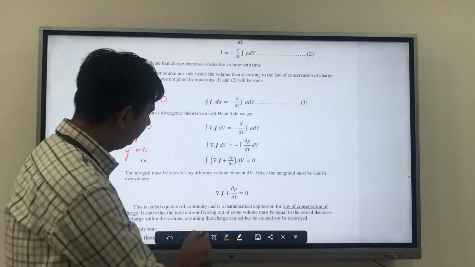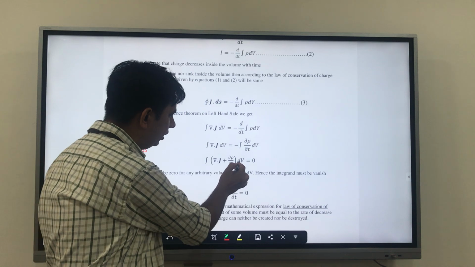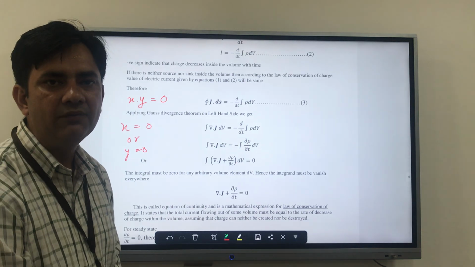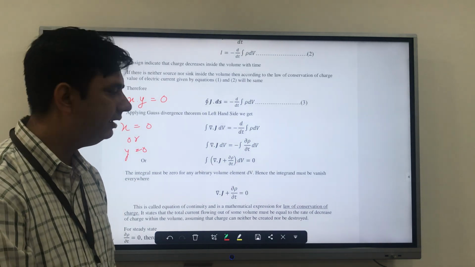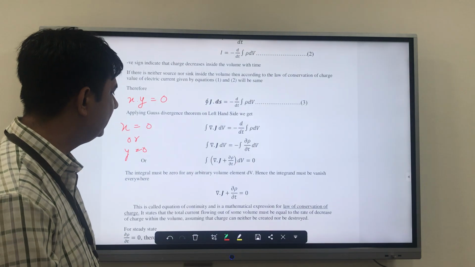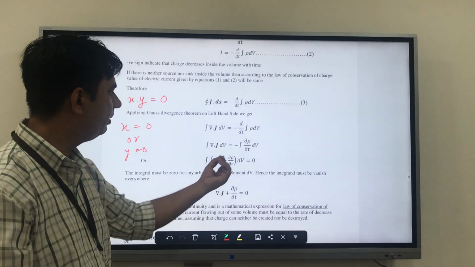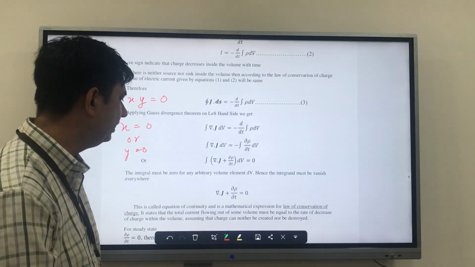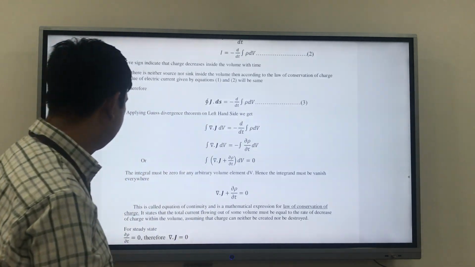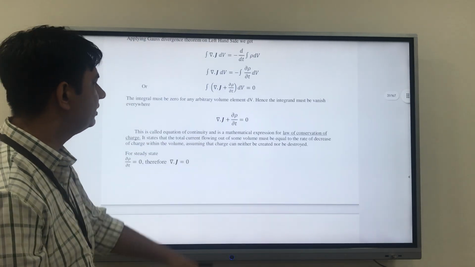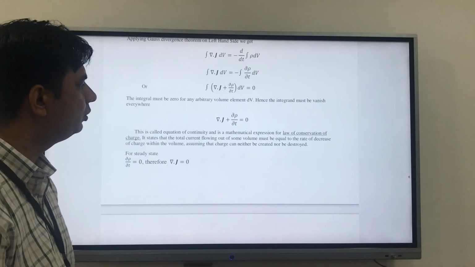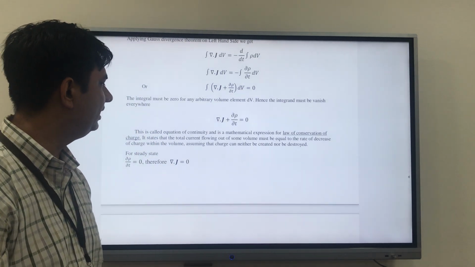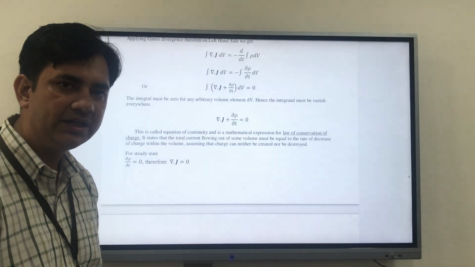So here we can say the integration of del dot j dv is equal to 0, and they have written that the volume cannot be nullified. Volume will always be there. So what will get nullified is the integration part, and we can say that del dot j plus curly rho by curly t gets converted into 0, and this is the equation of continuity in the form of conservation of charge. It states that the total current flowing out of some volume must be equal to the rate of decrease of charge within the volume, assuming that charge can neither be created nor destroyed.